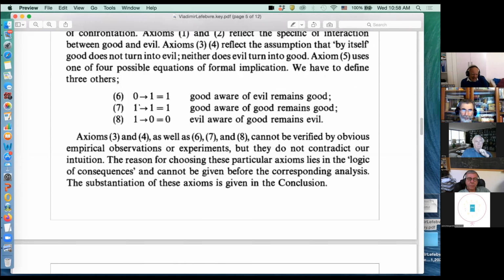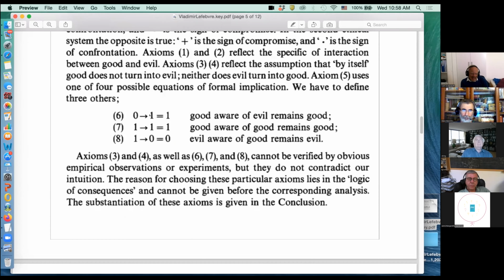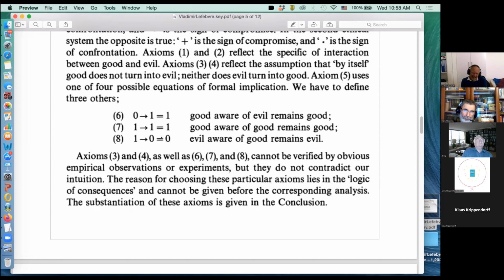And then you can see that this does make certain sense. This is good being aware of evil is good. Good being aware of good is good, and evil being aware of the good remains evil. And you can check that that's correct as far as implication is concerned in the Boolean algebra. So he understood that he could take the locus of awareness in terms of implication, and that it isn't wrong. And for him, it felt right enough to incorporate that fully into his system.